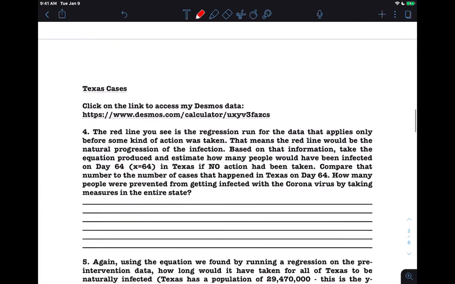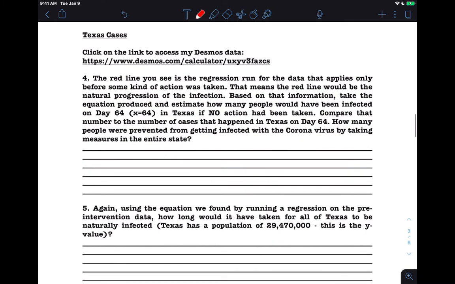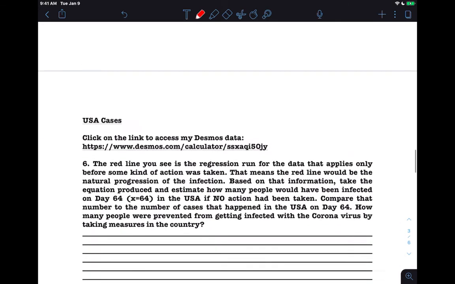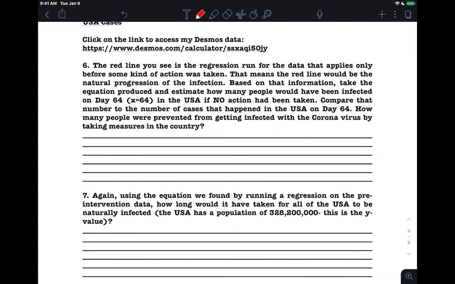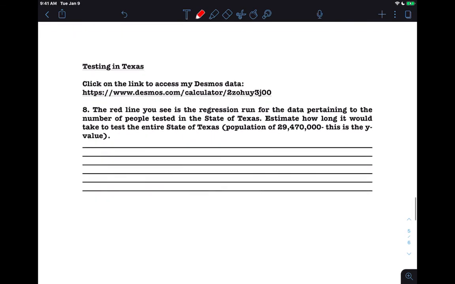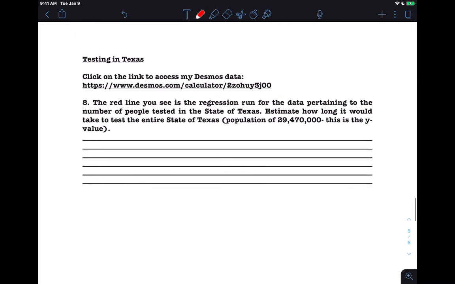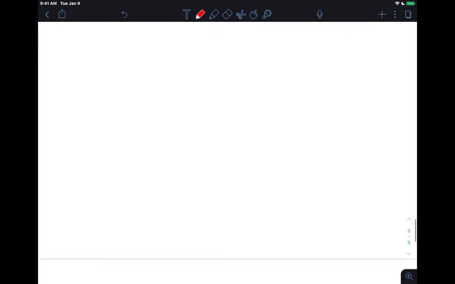Now, I want you guys to go ahead and do the same exact process for Texas cases and the entire USA, and then I want you to look at testing in Texas. So this is just how many people have been tested, and I want you to tell me how long it would take for everybody to get tested.